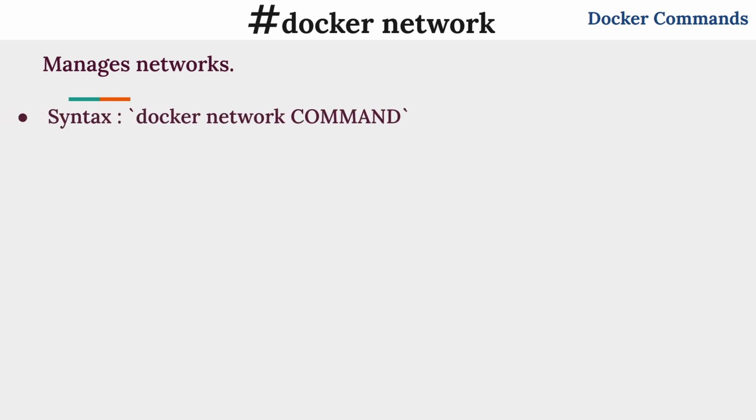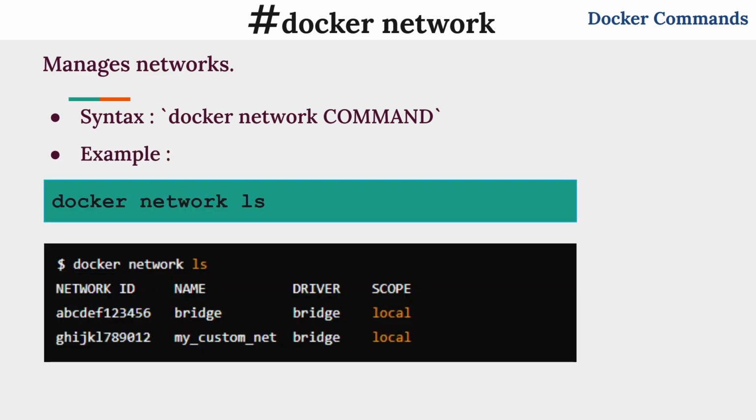Let's see the syntax: docker network, command. Options are additional options that may modify the behavior of the command. Command is the specific subcommand to execute, such as create, ls, inspect, etc. Arg is arguments or parameters specific to the subcommand being used. The docker network command is essential for managing Docker networks and configuring how containers communicate with each other and the outside world. Understanding its subcommands and options allows you to create, inspect, and manage Docker networks effectively, tailored to the needs of your applications and deployment environments. Let's see the next command.